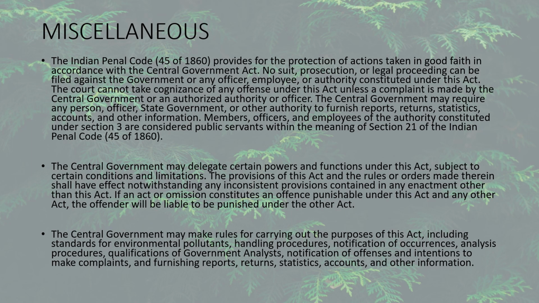Okay, so what is it saying? Action should be taken in good faith and in accordance with the Central Government Act. Then they are saying no suit, prosecution or legal proceedings can be filed against the government or any officer, employee or authority constituted under this act. Then lastly it says that a court cannot take cognizance of an offence under the act unless the complaint is made by the central government. So the central government has to make a complaint, and if the central government makes a complaint, then only can actions be taken.